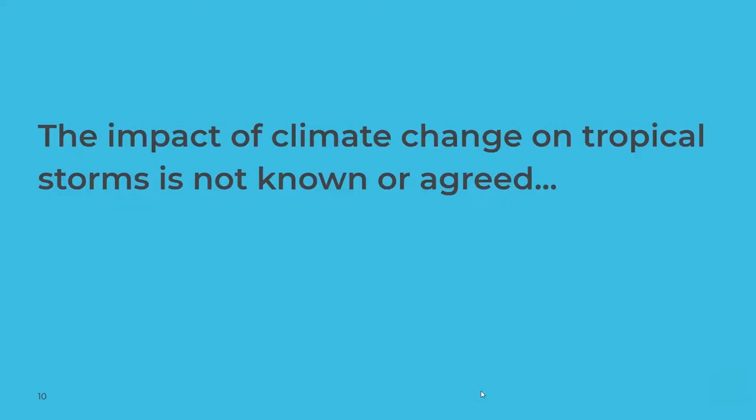So it should be noted here that the impact of climate change on tropical storms is not known or agreed by scientists. We have to use our current understanding to review past data and predict what the future may hold. But climate science is extremely complex and it is always developing. So for the rest of this lesson, we're going to review how climate change may affect the intensity, the distribution and the frequency of tropical storms by reviewing what we already know and what the thoughts are about the future.